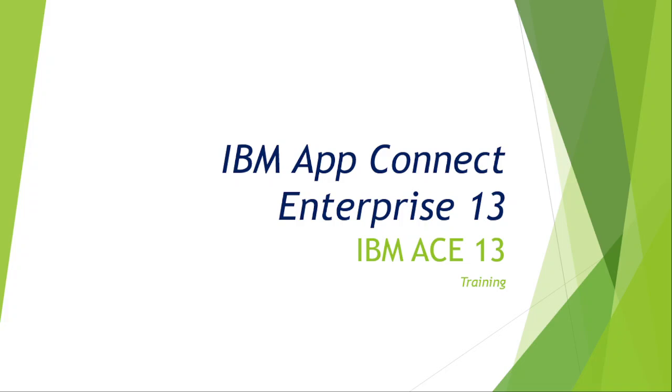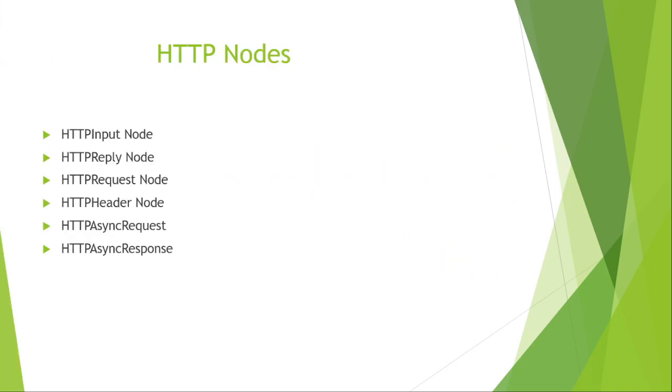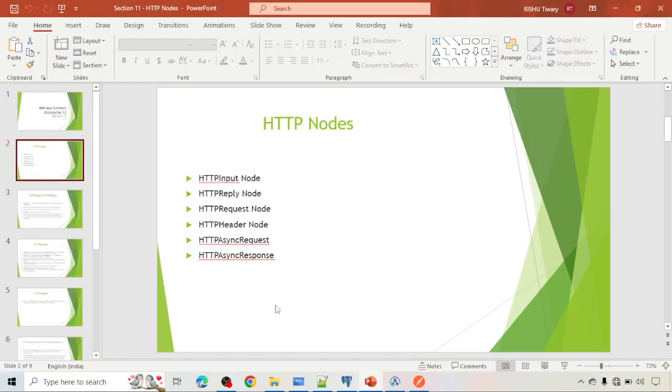Hello everyone, welcome back. In IBM ACE, till now we have covered the routing nodes, and we have seen all nodes related to routing. Now in this lecture let's start with the HTTP node, and in the HTTP node we are going to cover all these 6 nodes. So let's go directly to the toolkit and understand the HTTP node.